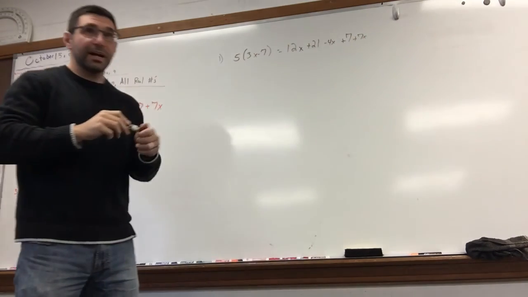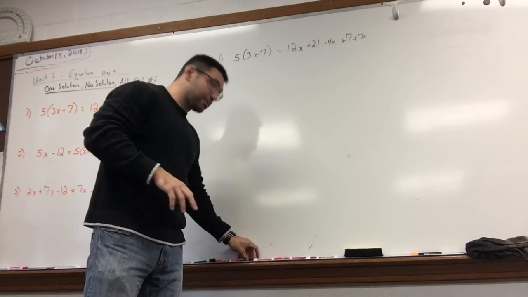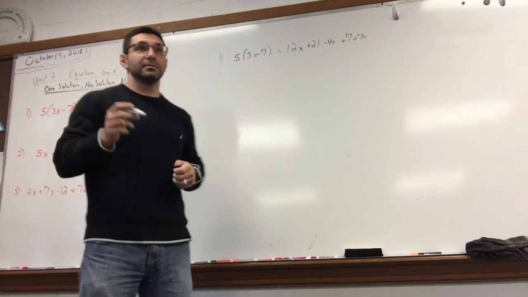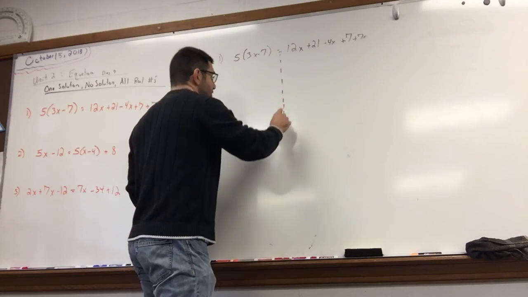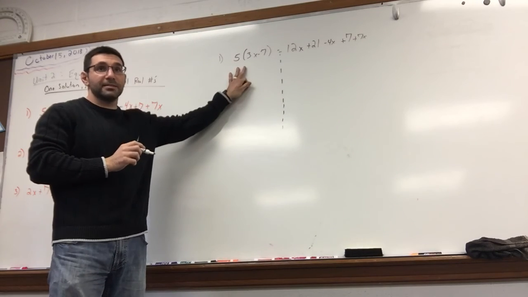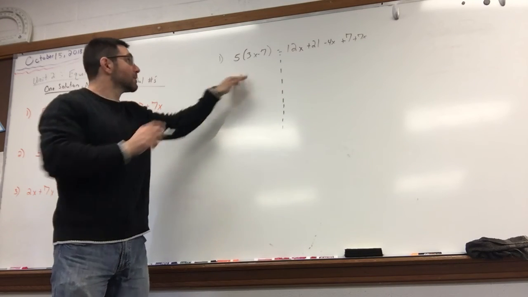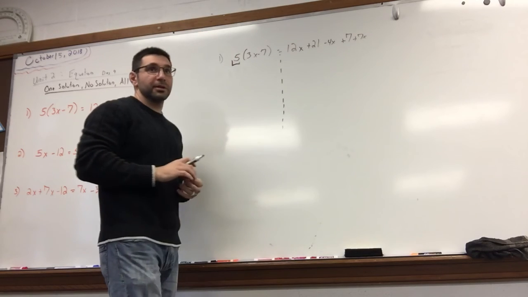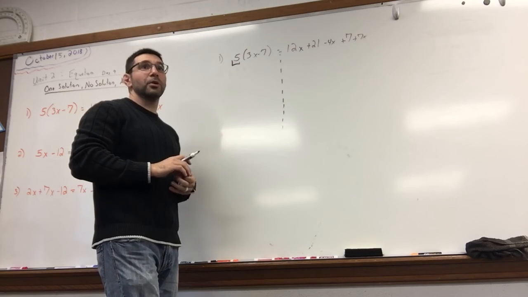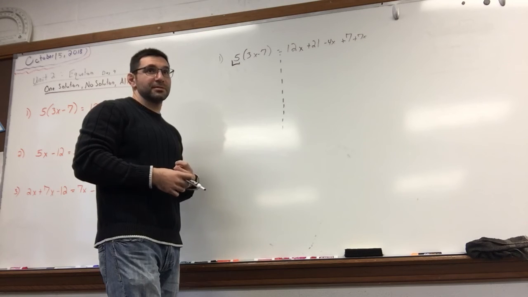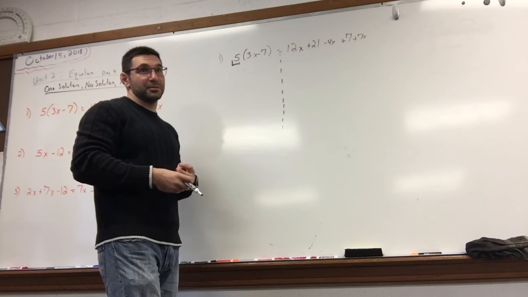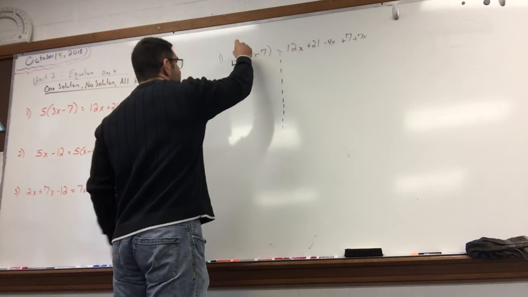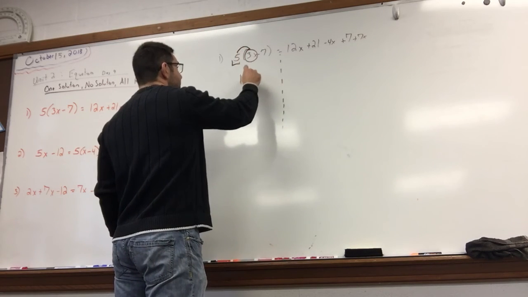I don't care which side you choose. Caleb, which side would you like to start on, the left or the right? The left. So I have to make my balance point so I know which sides are which. What do I have to do on this left-hand side? What do we call that when we're multiplying into parentheses? Starts with a D. Distributing. So 5 times 3x is 15x.